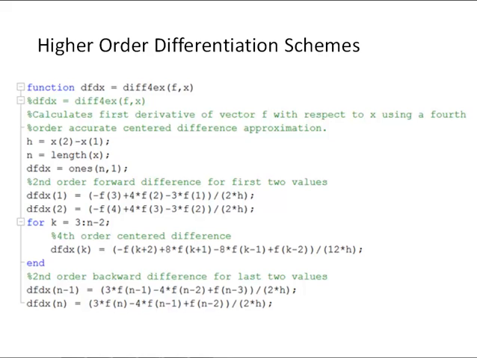So if we want to do higher order differentiation schemes, for example, I talked a bit about fourth order centered differencing, we need to write that code ourselves. So here's an example function M file for calculating a fourth order centered difference approximation. It's going to assume equally spaced data and just take h from the first two data points.